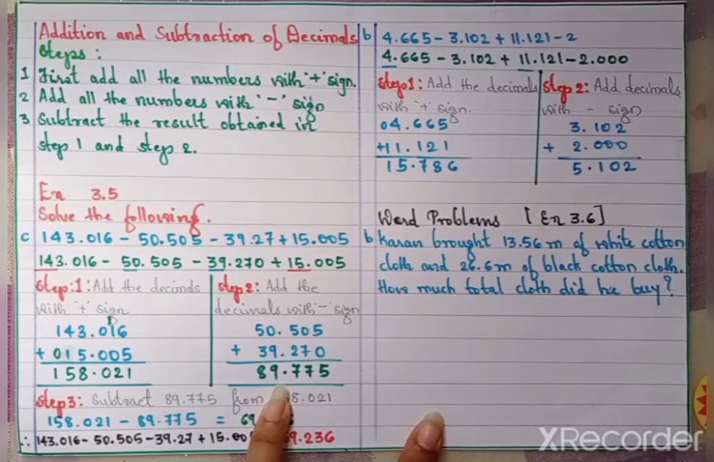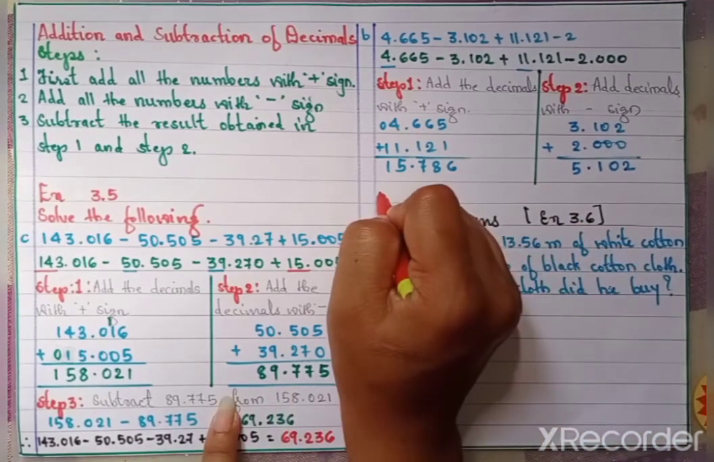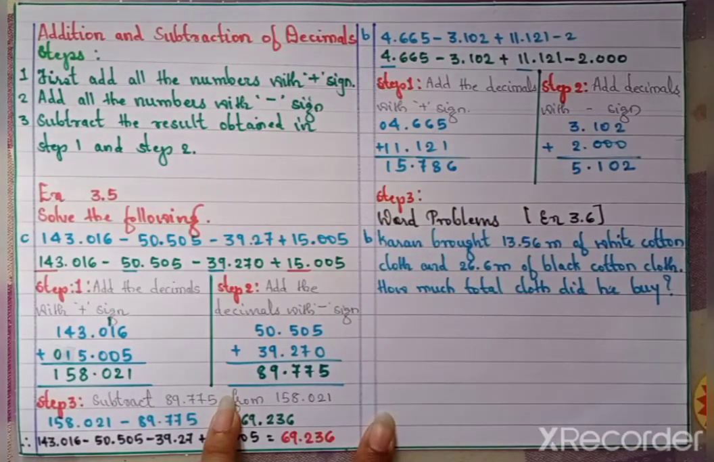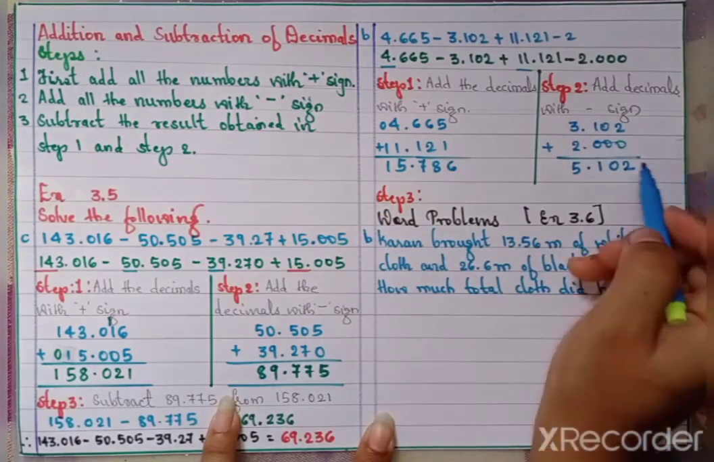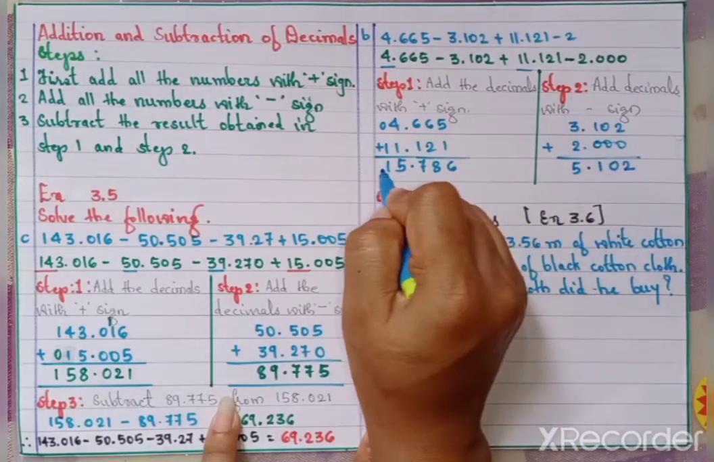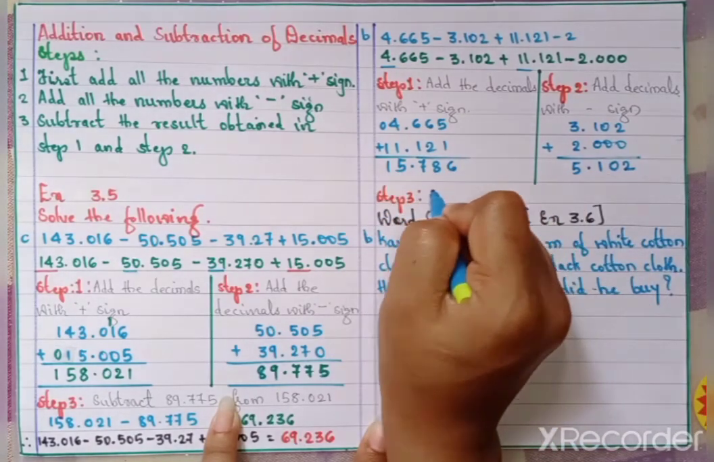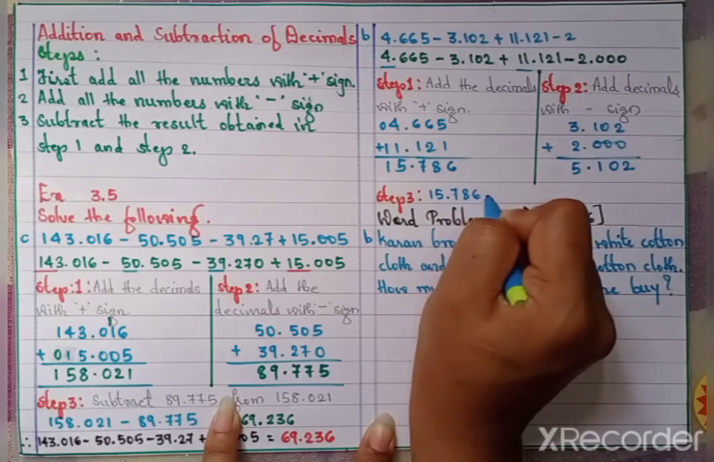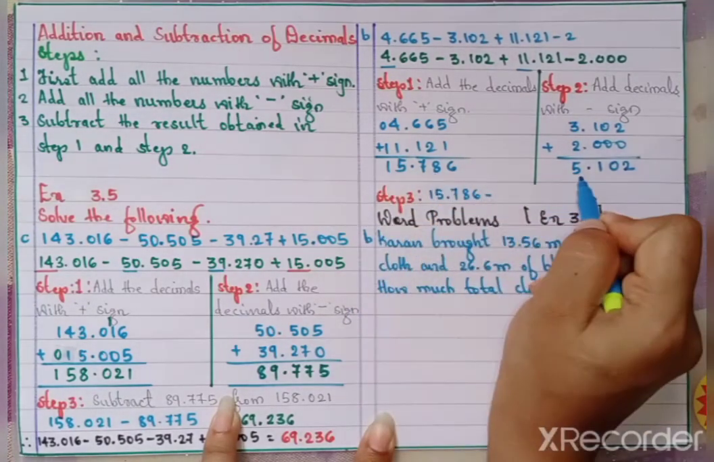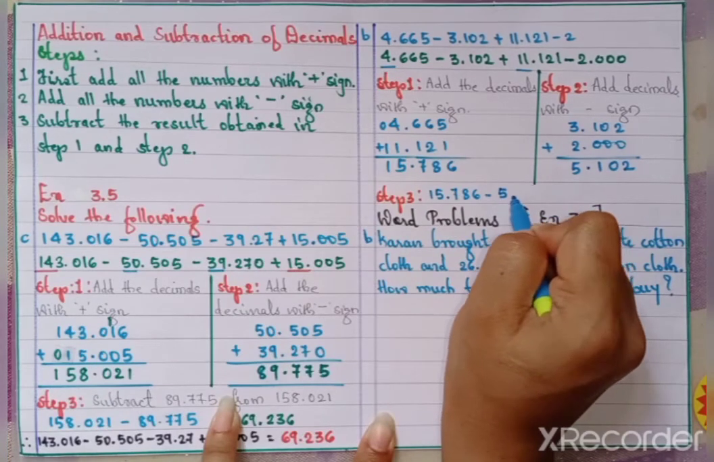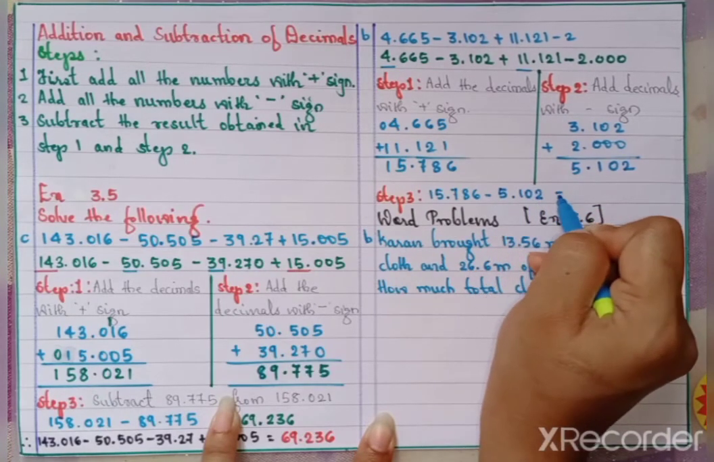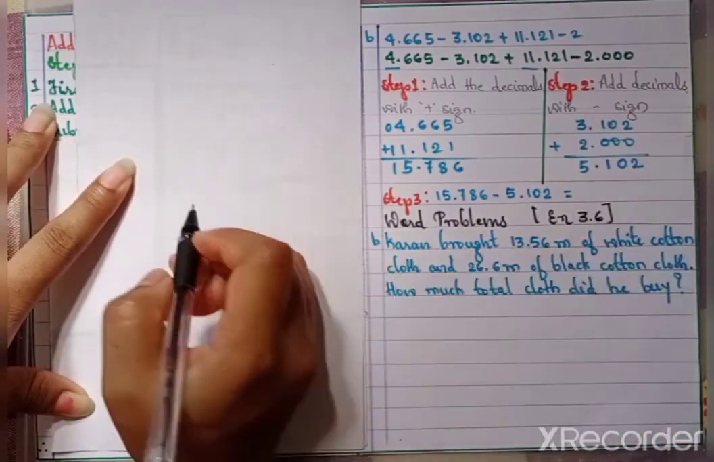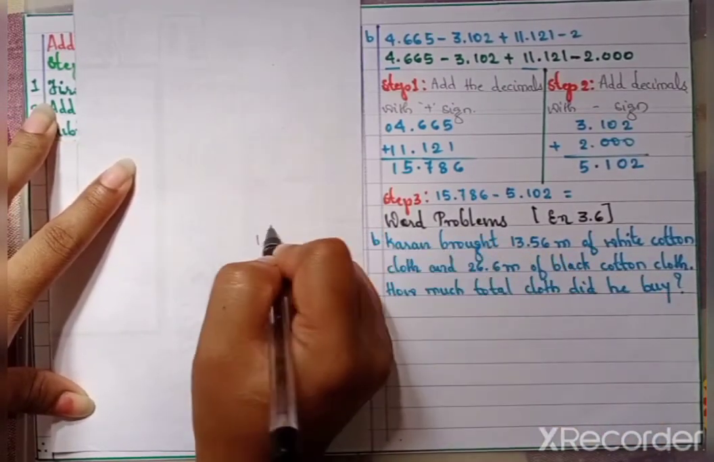Now, step 3. What we have to do? We have to subtract 5.102 from 15.786. Therefore, from the greatest number, always we have to subtract the smallest number, 5.102. Therefore, the answer will be, let's carry the rough work here and we'll write the answer here, as I do not have place there.